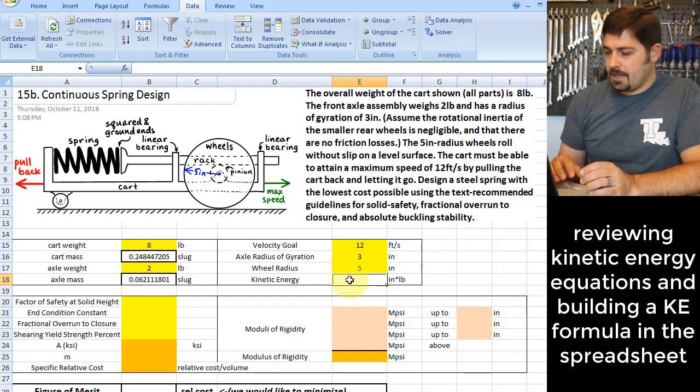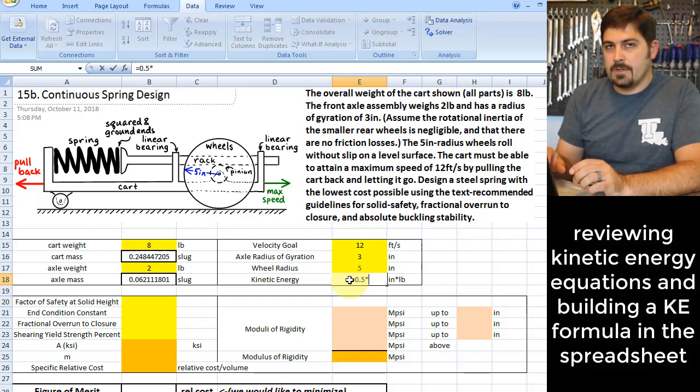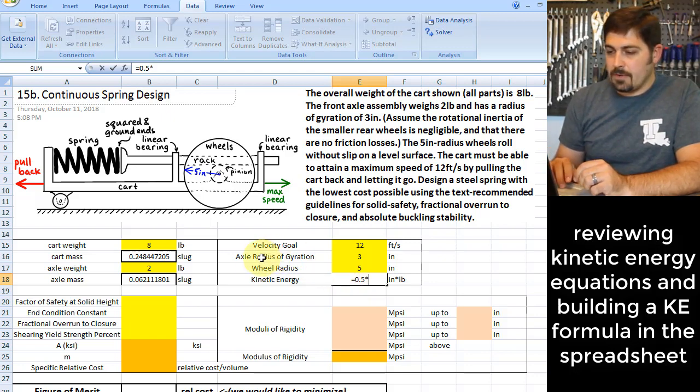All right, in this cell, we're going to say equals, and of course, half is just 0.5 times, okay, we need the mass now of the cart. And I didn't really want to belabor it, but over here I already have it converted from pounds into slugs. You basically just divide by 32.2 feet per second squared. That gives you a value in slugs.